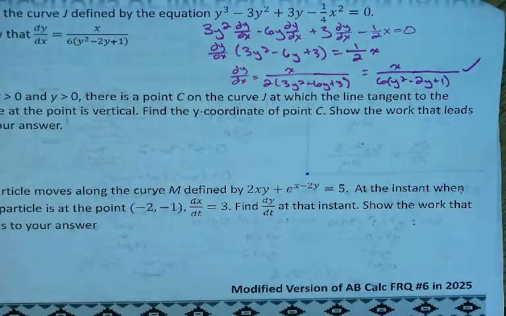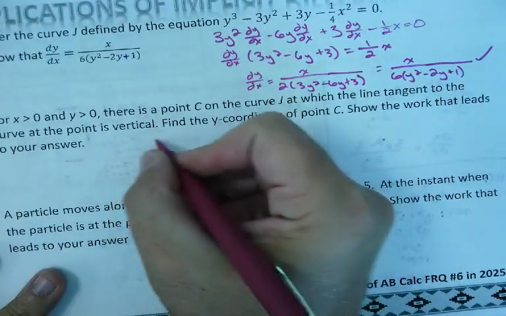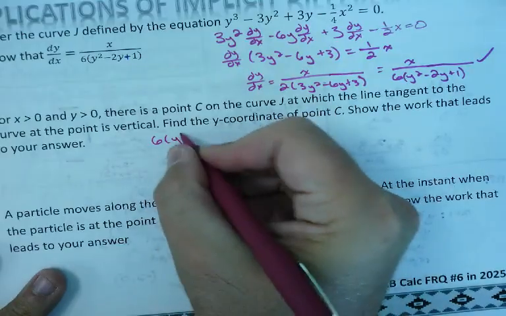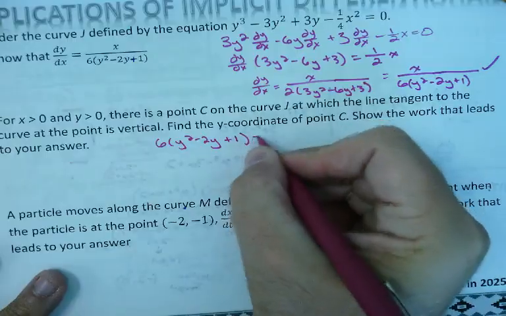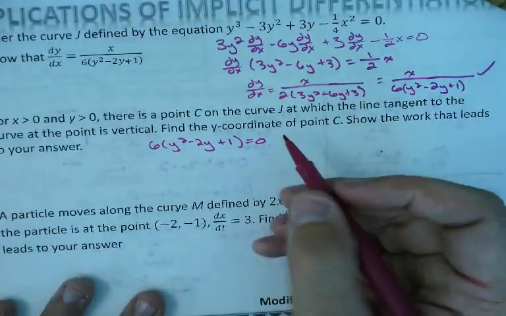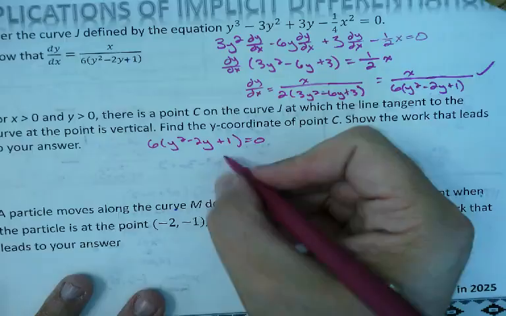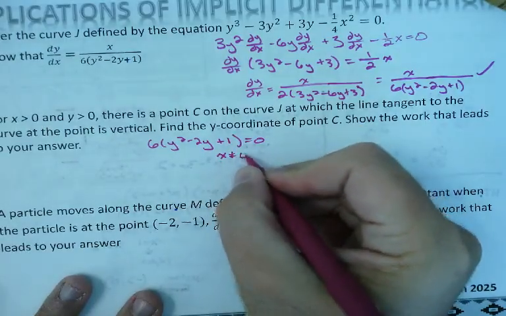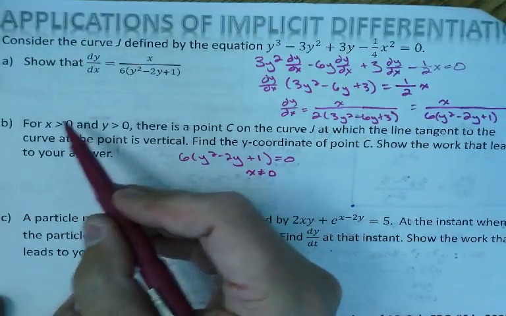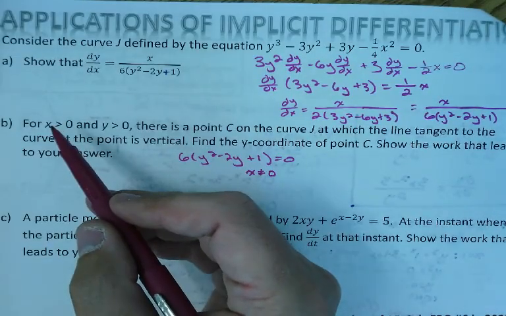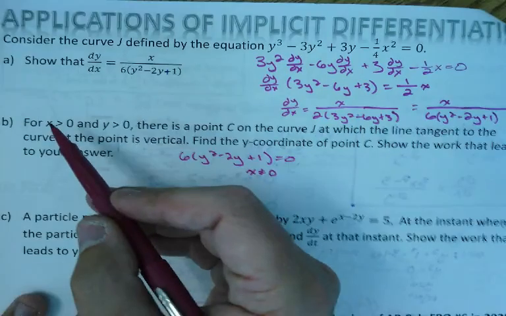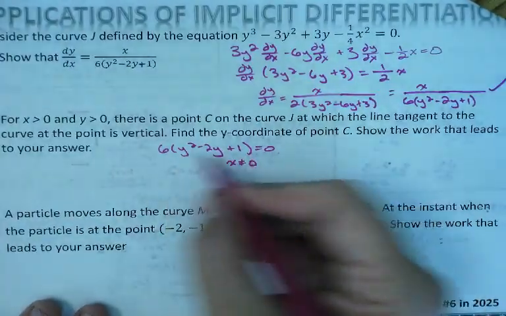How do we know when the tangent line is vertical? Set the bottom equal to 0, right? So we're going to go 6 parentheses y squared minus 2y plus 1 is equal to 0. We also need to make sure that the top is not equal to 0. So x cannot equal 0. And that is true because we were already told that x is going to be bigger than 0. So do we need to worry about the top then? No, we're good.